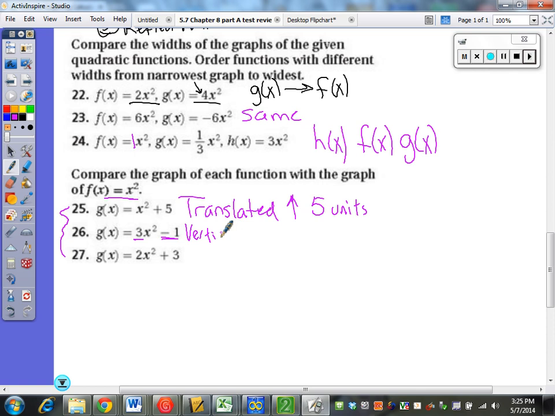vertical stretch by factor of 3 and translated down 1 unit. Okay? Same thing here. You can use the prior example to see what it is of our transformations here.